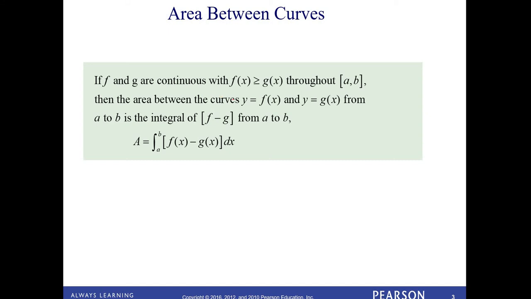If f and g are continuous throughout an interval a, b, with f of x being greater than g of x, then the area between the curves from a to b is the integral of f minus g from a to b. So this is our function that we're going to be using as we find the area between two curves. The interval may be given to you. It may be the points of intersection of the two curves.